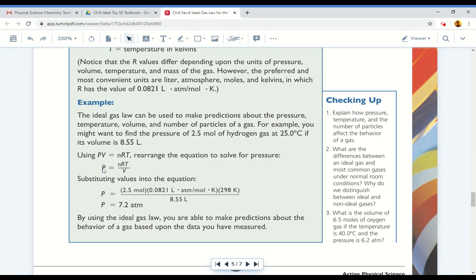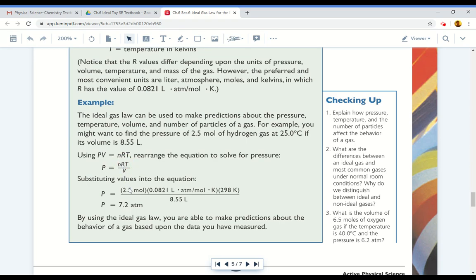Pressure equals nRT divided by volume. So now we're going to substitute these values in here. Okay, here we go. All right, so pressure, which is this.